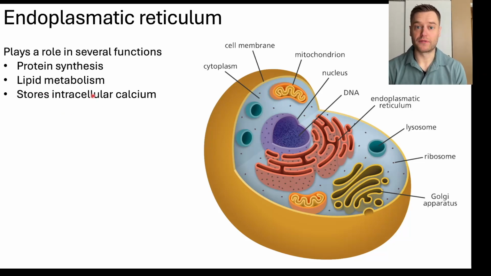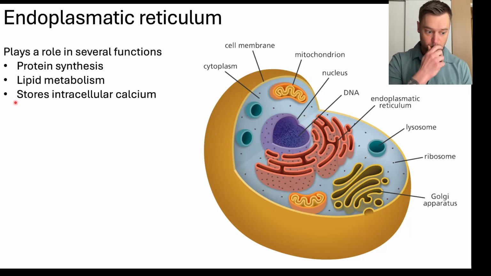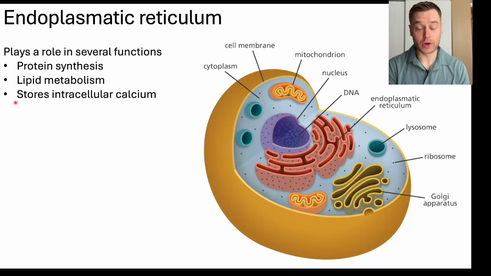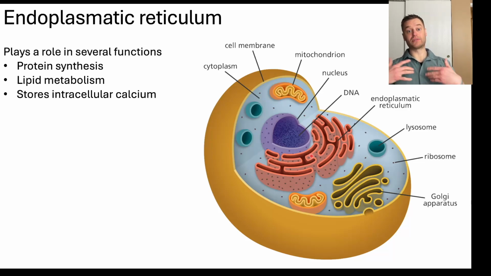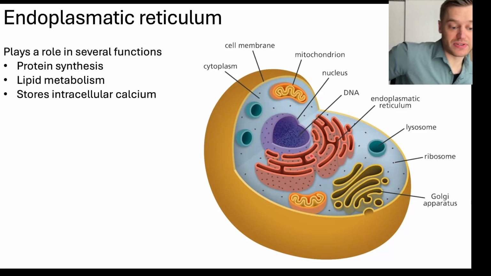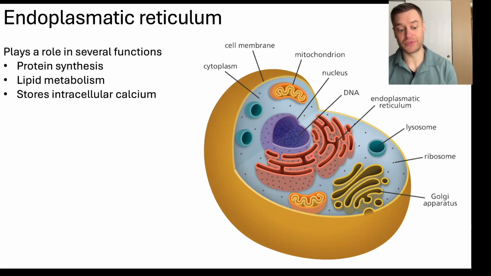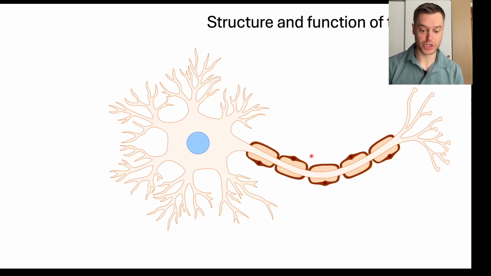But what's really important for us as neuroscientists is the intracellular calcium. So I'm going to be asking specifically about where intracellular calcium is stored, and the answer would be in the endoplasmic reticulum. So you must know that the endoplasmic reticulum is an organelle of all animal cells, and it stores intracellular calcium, and that's really important because, as you'll find out later when we get to synapses and things like that, calcium is super important for neuronal functioning.